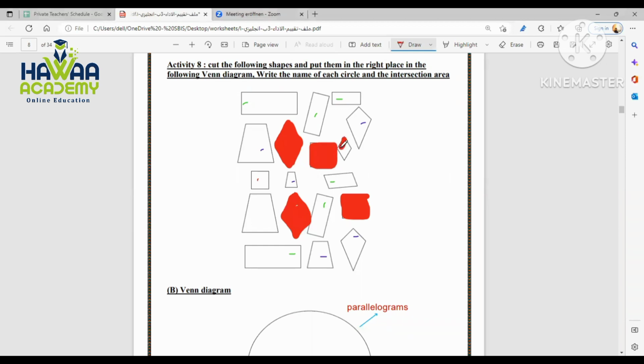And this tiny parallelogram. And here's another square.